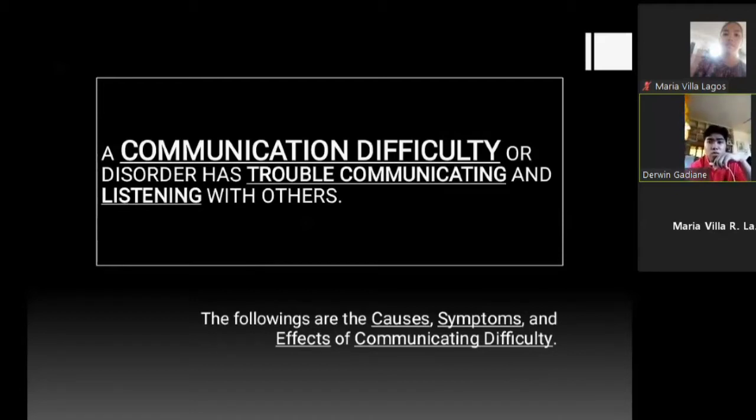A communication difficulty or disorder means having trouble communicating with others. It is the definition of communication difficulty. They may not understand or make the sound of speech. The person may also struggle with word choice, word order, or sentence structure. So the following are the causes, symptoms, and effects of communication difficulty.